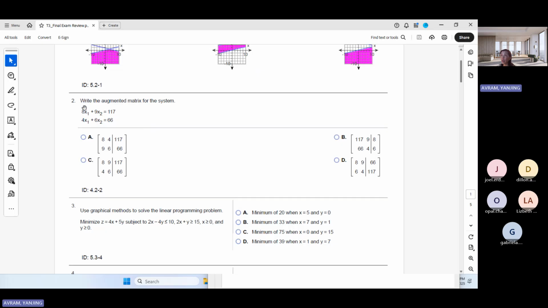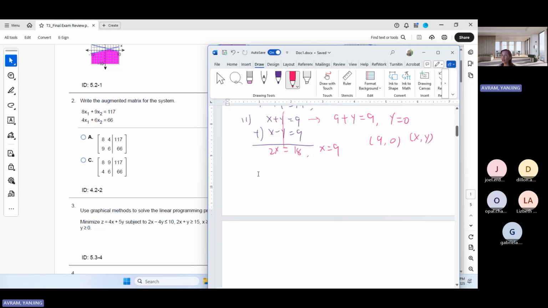4.2, write down the augmented matrix for the system. So the augmented matrix here is using the coefficients. You don't have x and y, so this is only using the coefficients. And then you're using the x and y or x1, x2, you really have to line up. So this will be 8, 9, and this is 117, right? And the second one will be 4, 6, 66. So you can write down on your own and then choose the correct answer, right? So this correct answer should be C. So you have 8, 9, 117, 4, 6, 66.